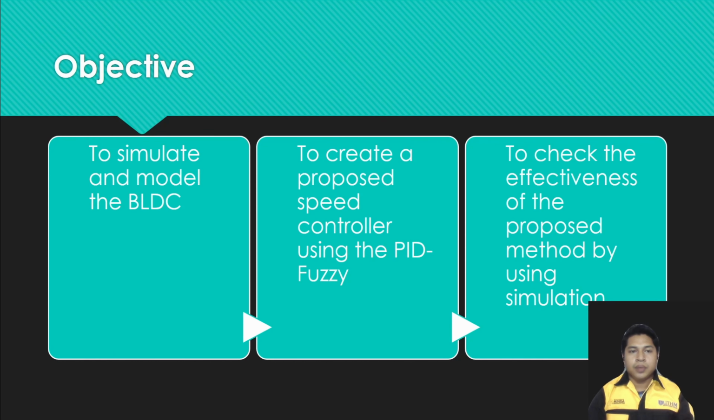For the objectives, I have three objectives for this project. The first one is to simulate and model the BLDC motor. The second one is to create a proper speed controller using the PID-FUZZY method. And the last one is to check the effectiveness of the proposed method using simulation by MATLAB and Simulink.